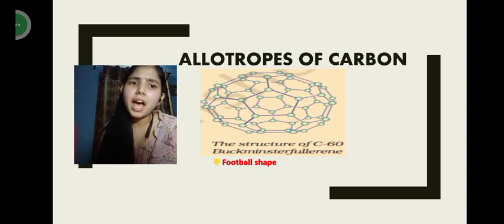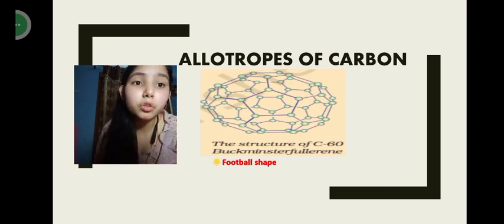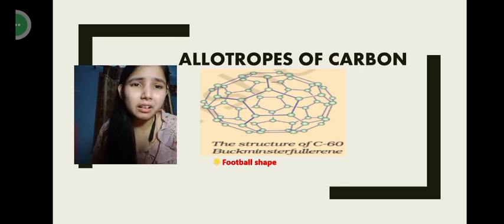It's made of pentagons and has a football shape. It is made up of carbon 60, meaning 60 carbons are joined together to form a fullerene. And what we can read in the picture is that the structure of C60 is called Buckminster fullerene. Let's read it again: Buckminster fullerene.